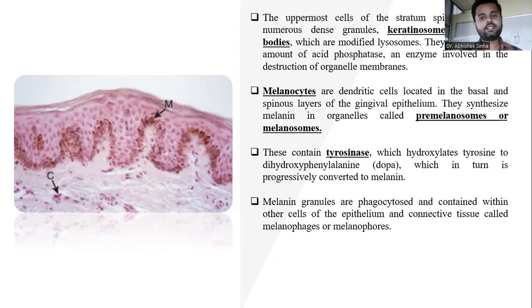Then melanocytes. Melanocytes are dendritic cells located in the basal layer, that is the stratum basale. They synthesize melanin in organelles called pre-melanosomes or melanosomes. So melanocytes are responsible for your melanin production. They contain tyrosinase, which hydroxylates tyrosine to produce dihydroxyphenylalanine, that is DOPA, which in turn is progressively converted to melanin. Melanin granules are phagocytosed and contained within other cells of the epithelium and connective tissue called melanophages or melanophores.